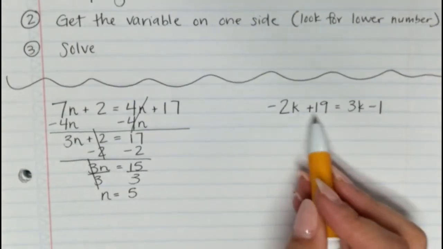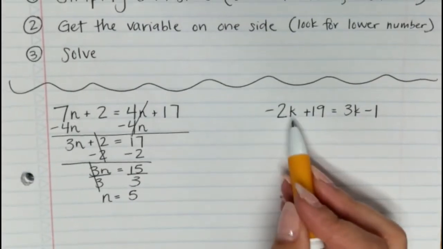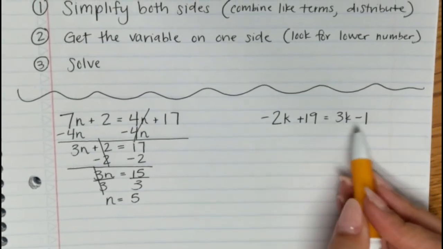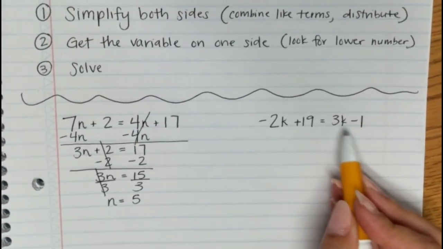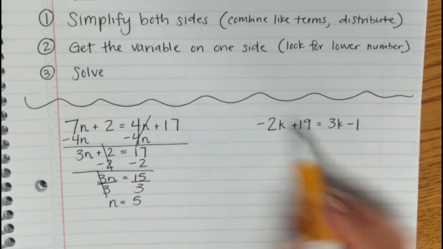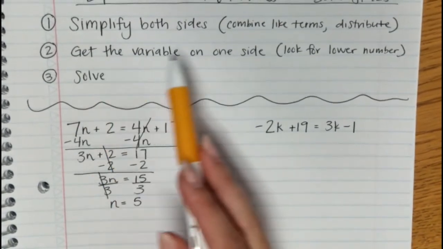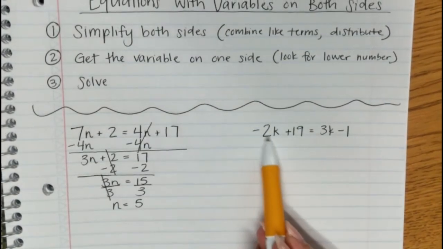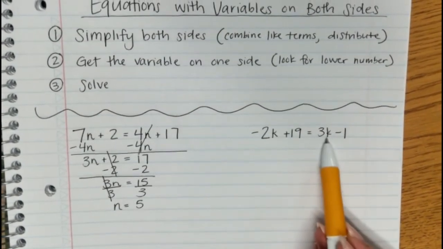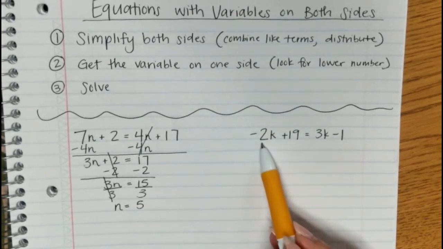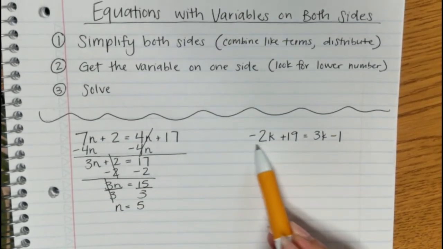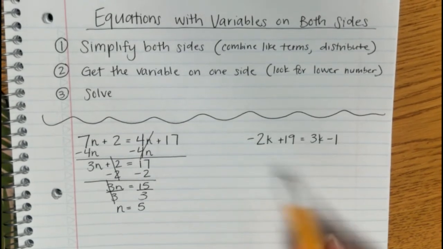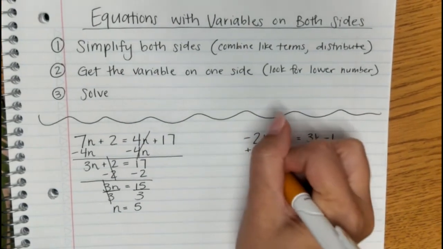So looking at this side, I don't have parentheses that I need to distribute. I don't have two like terms that I need to combine, so I'm good there. On the right side, same thing. I don't need to distribute. I don't need to combine. Then I move on to the second step. Get the variable on one side. Look for the lower number. So if I look at negative 2 and positive 3, the lower number is negative 2, right? So let me get rid of that one by doing the opposite. Right now it's a negative 2k, so I do the opposite and I add 2k.